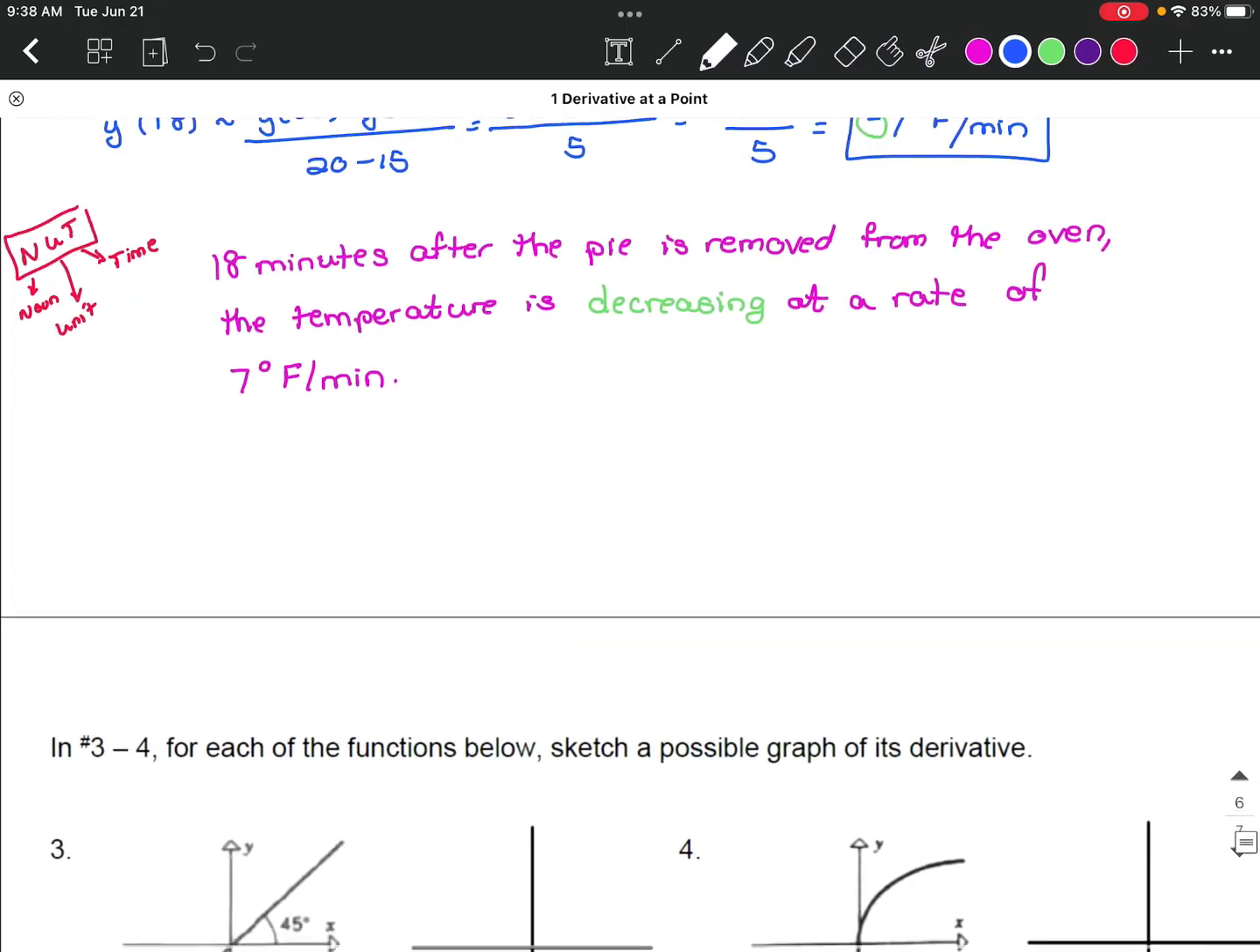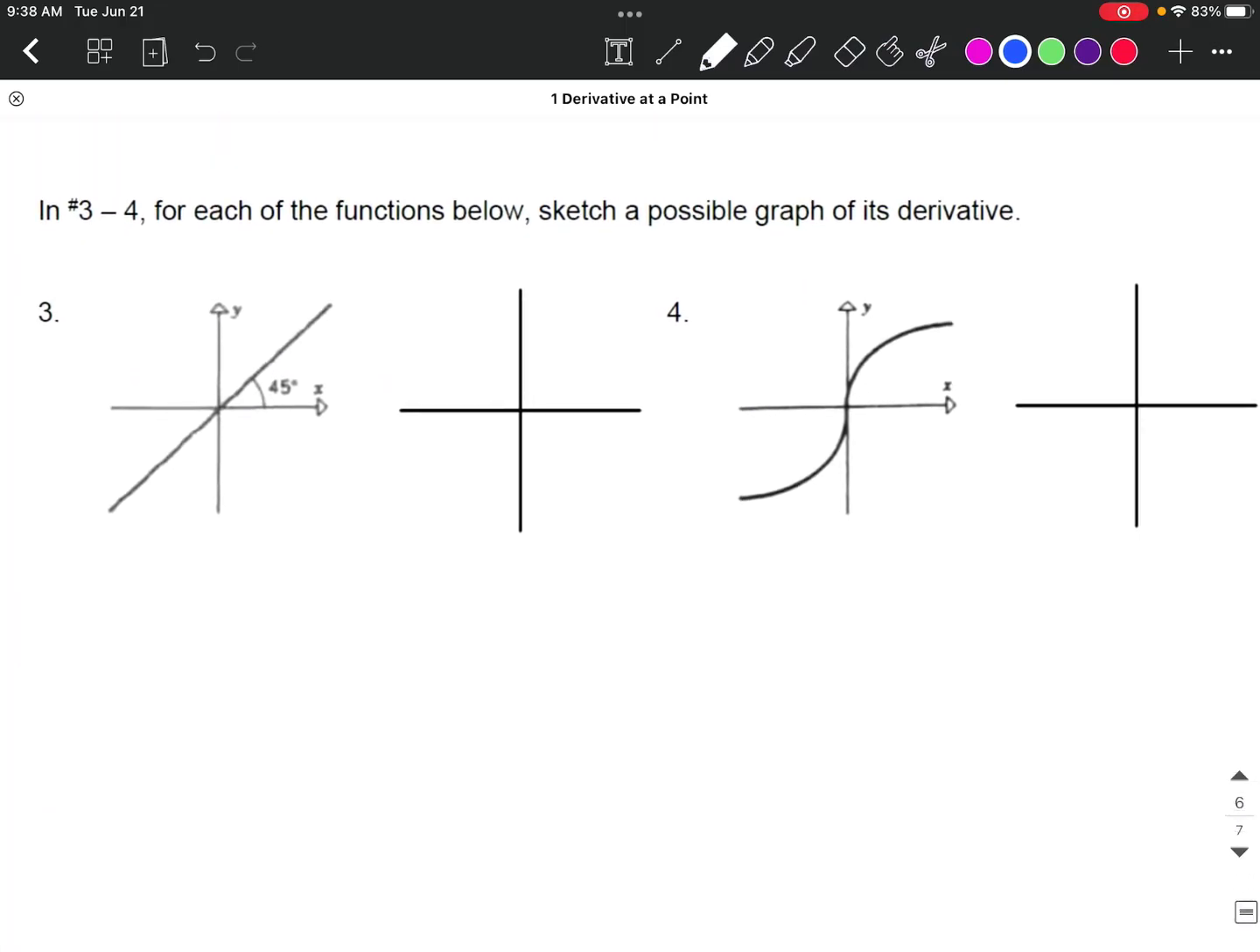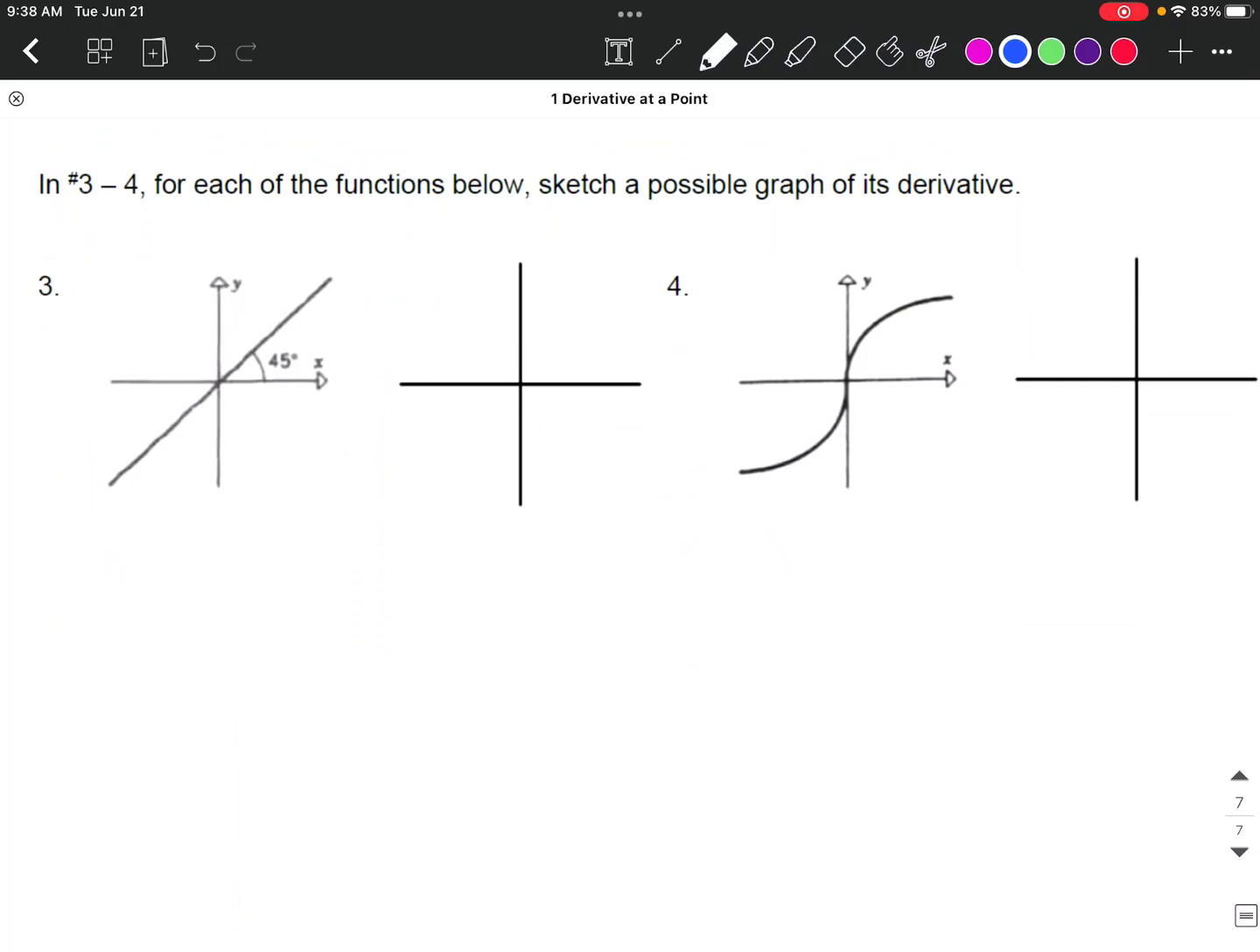Okay, let's look at another graphing situation. For each of the functions below, we're going to sketch a possible graph of its derivative. Now remember, the derivative is the same as the slope of the curve or the slope of the tangent line. Now if you look at the first example, it's a linear function which has a constant slope.